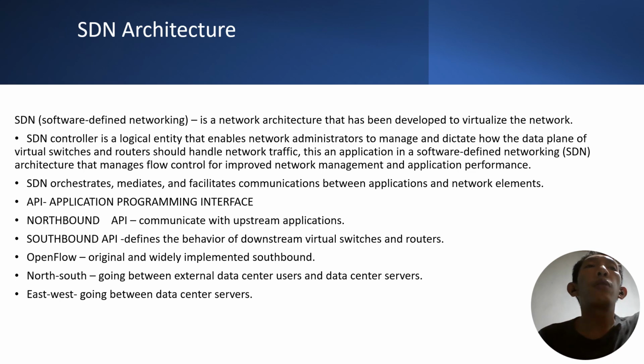Application Programming Interface, or API. Northbound API communicates with upstream applications, and southbound API defines the behavior of downstream virtual switches and routers. OpenFlow is the original and widely implemented southbound API. North-south is traffic going between external data center users and data center servers, and east-west is traffic going between data center servers.